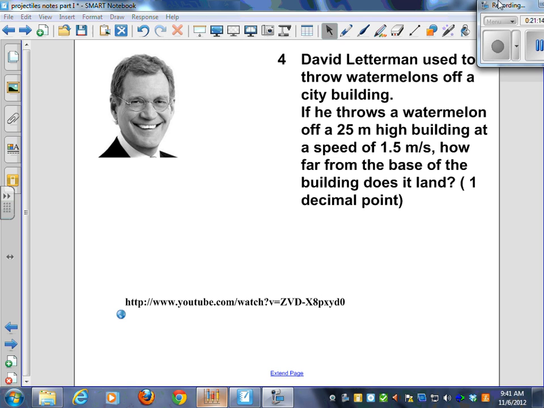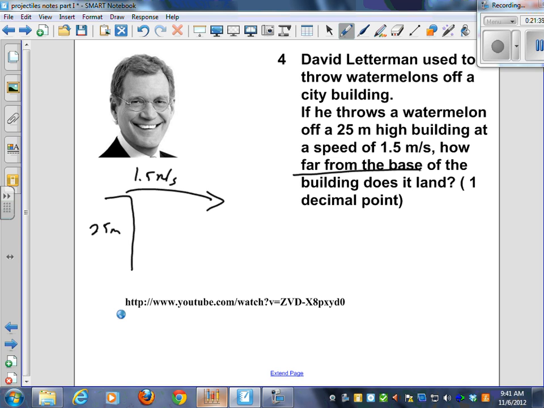Get your clicker. If he throws a watermelon off a 25-meter building at a speed of 1.5 meters per second, how far from the base of the building will it land? To 1 decimal point. So now you have to do exactly what we just did. Put it all together. It's 25 meters high, so it's the impact thing. It's 1.5 meters per second is the horizontal speed, and the question is how far from the base of the building. So we are solving for the range. And then I have some YouTube video of it actually being done for your enjoyment.